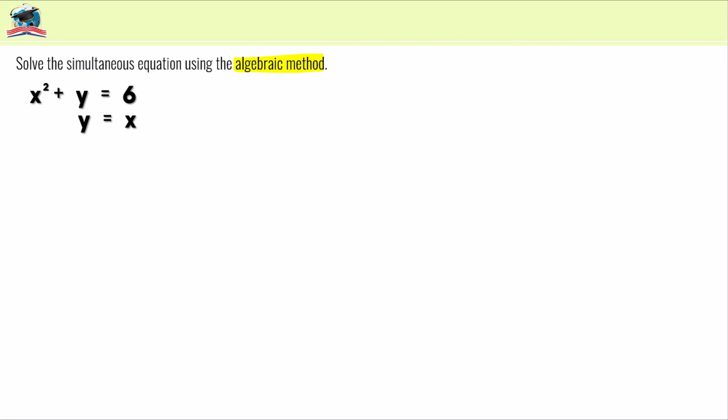Now, in simultaneous equations, you've got two ways of solving. You use the elimination method, which is beautiful, or the substitution method, which is also beautiful. So both of them are good. But to solve this question, you cannot use the elimination method. You will have to use the substitution method. So let's substitute and get this done with.